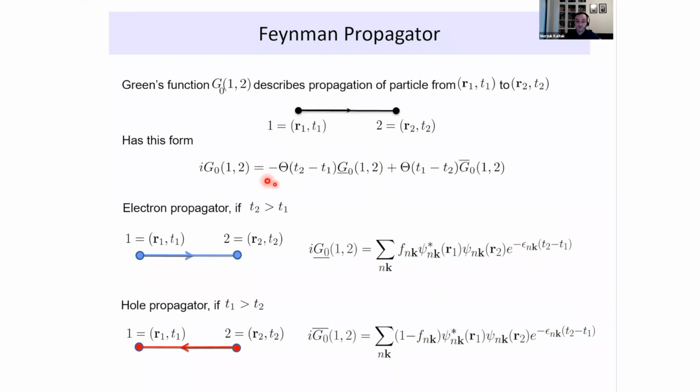So the first contribution is not zero if T2 is later than T1. So the first term then will represent an electron moving from R1 to R2. And the corresponding expression for the propagator is here. You see only occupied states contribute. If T1, however, is larger than T2, so T2 is earlier than T1, then the propagator describes the propagation of a hole going from R2 to R1. And you see that the corresponding explicit expression has only unoccupied states.